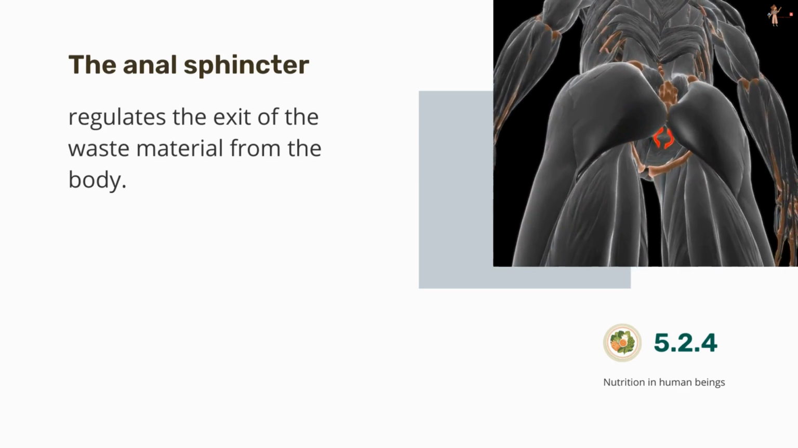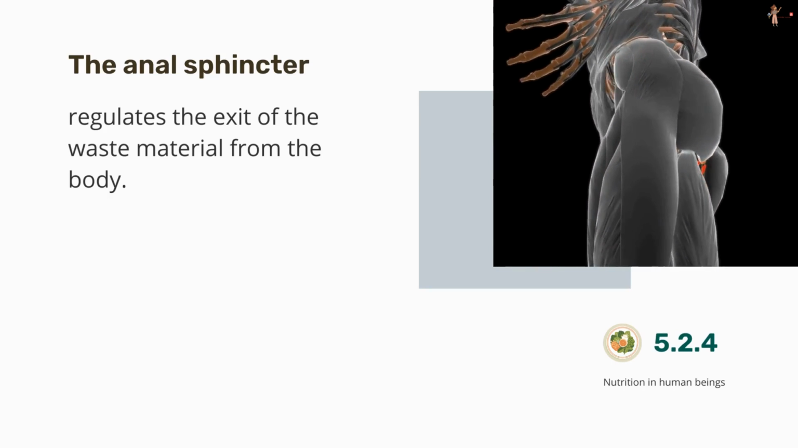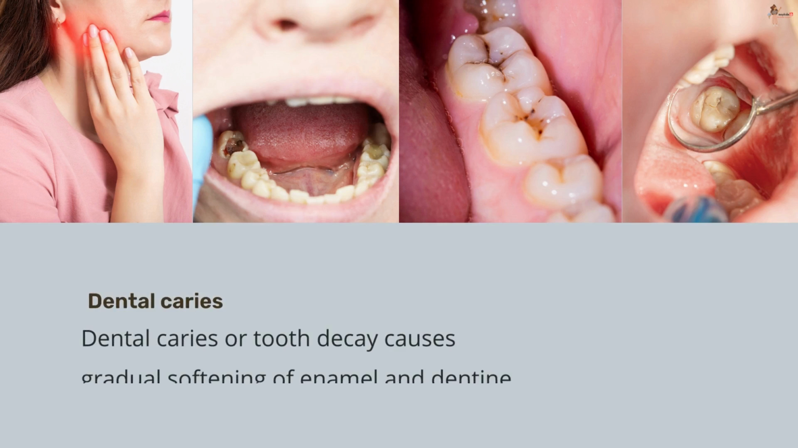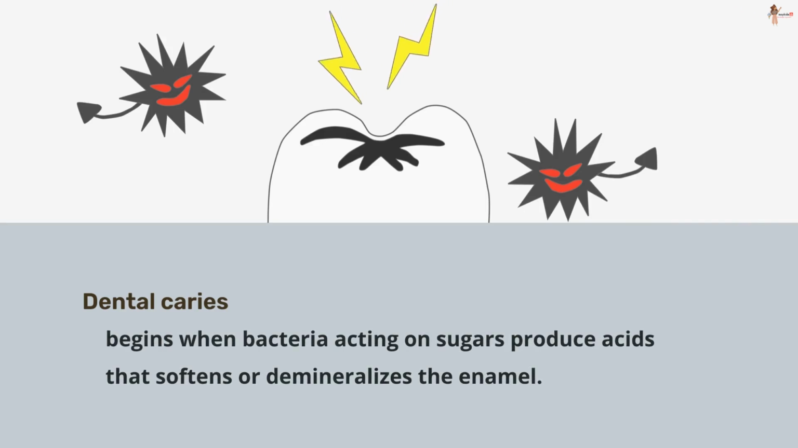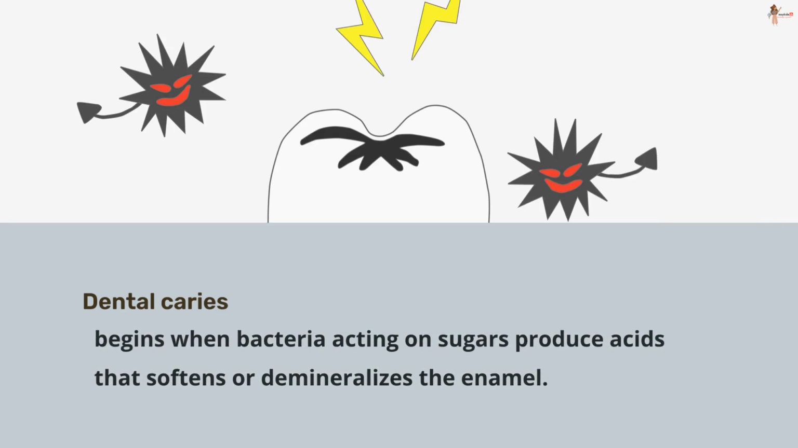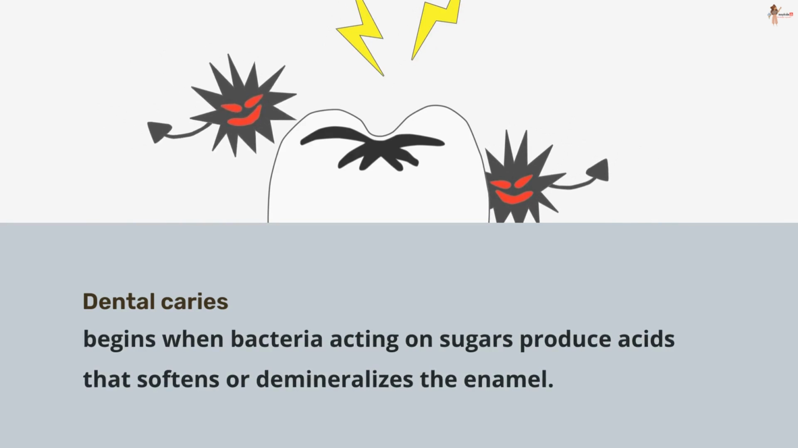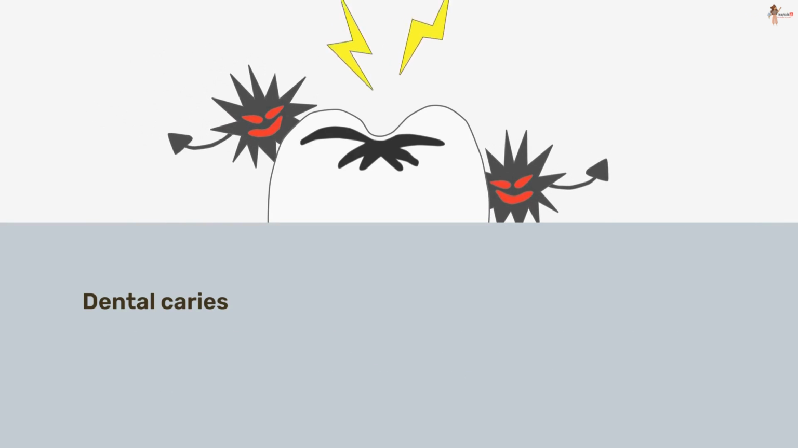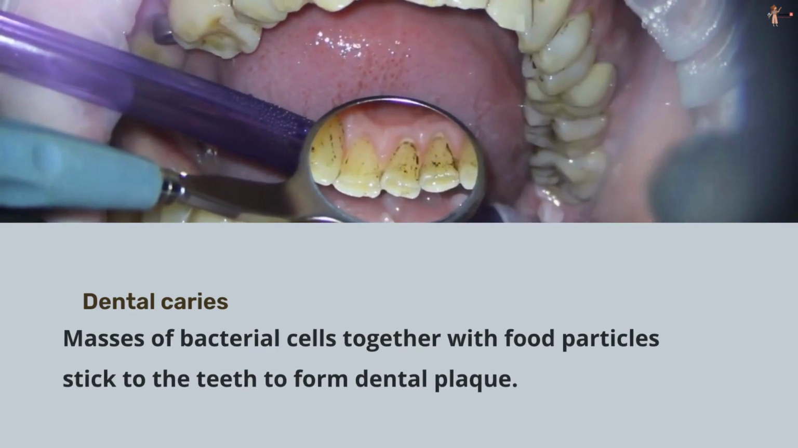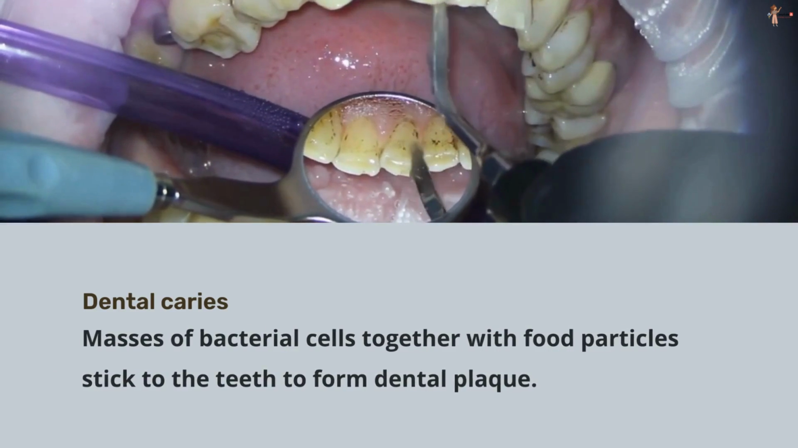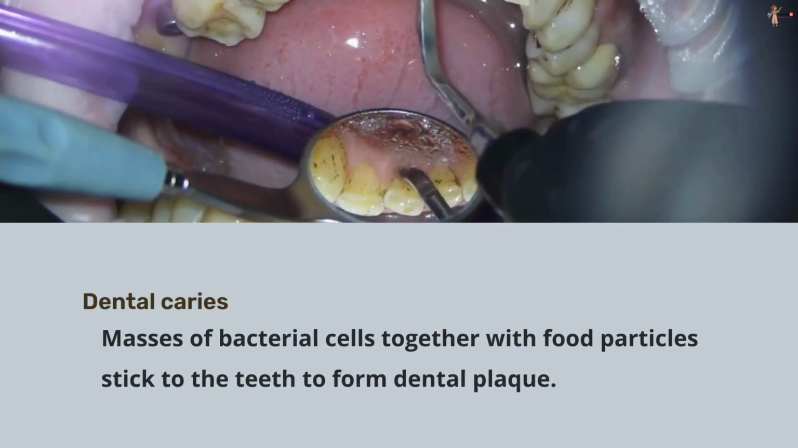Let's talk about something different now that we should know, and that is dental caries. Dental caries or tooth decay causes gradual softening of the enamel and dentine. It begins when bacteria acting on the sugars produce acids that soften or demineralize the enamel. Masses of bacterial cells together with food particles stick to the teeth to form dental plaque.